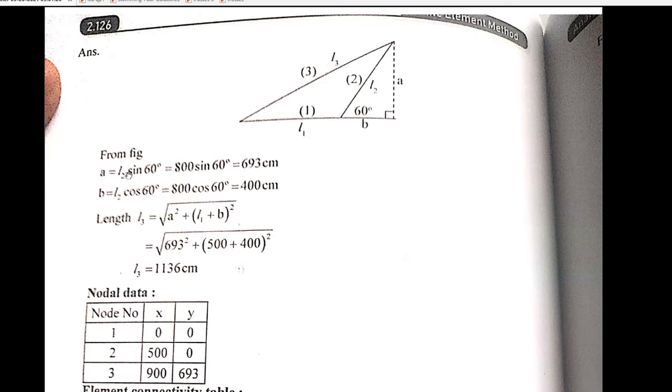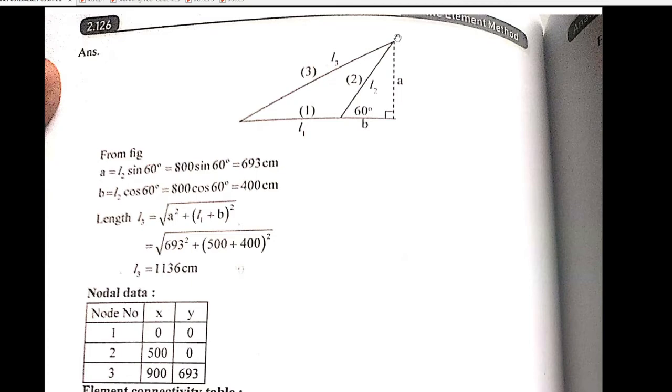You can see this becomes a right angle triangle. This is the bigger triangle, and this is a smaller triangle where we applied the trigonometry rule. From the bigger triangle, you need to find L3. Which rule can I apply to this right angle triangle? Pythagoras. Therefore, L3 is equal to the square root of A square plus L1 plus B whole square. If you know A and B, and you know L1, you can find L3. Do it.